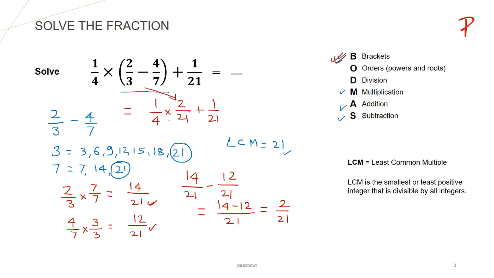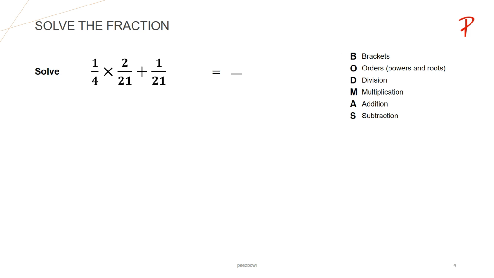Now we have multiplication and addition. So if you see here, multiplication and addition. So first we have to solve multiplication, right? Let us see how we do it. So I will write 1 upon 4 multiplied by 2 upon 21 plus 1 upon 21 in the next slide. Okay. Now we have multiplication and addition both. So I am going to solve 1 upon 4 multiplied by 2 upon 21 first. So this is pretty simple.